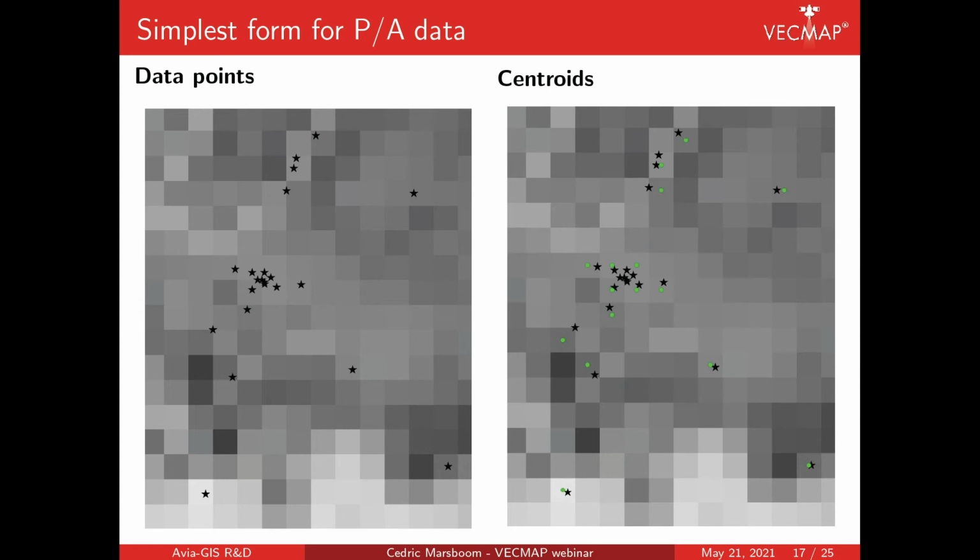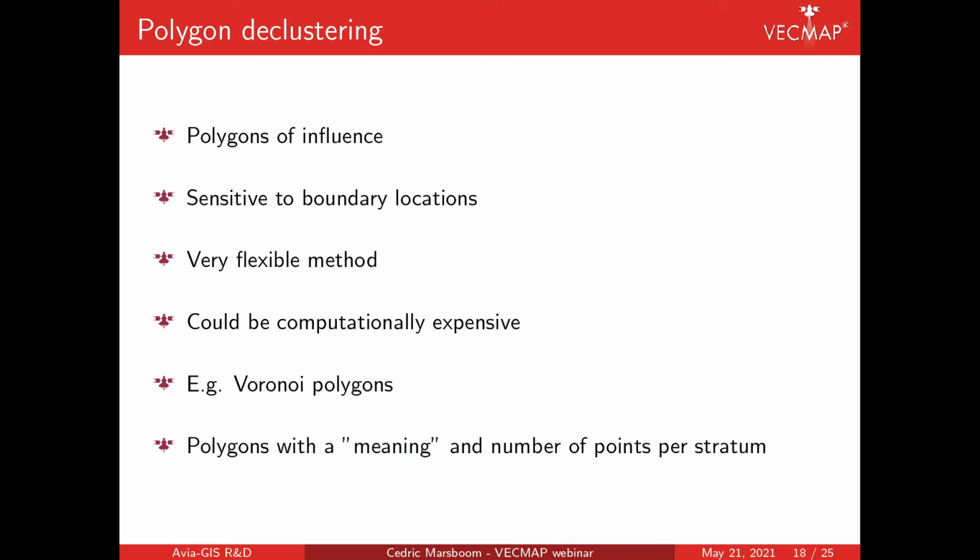So then you have the second class of techniques, which is polygonal declustering. While the previous one worked with a regular grid, this works based on polygons of influence, or sphere of influence, of your points. The big disadvantage of this technique is that it's very sensitive to boundary locations. But the big advantage is that it's a very flexible method.